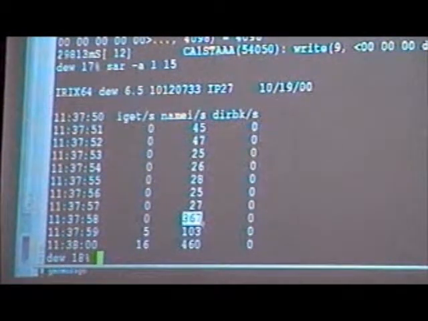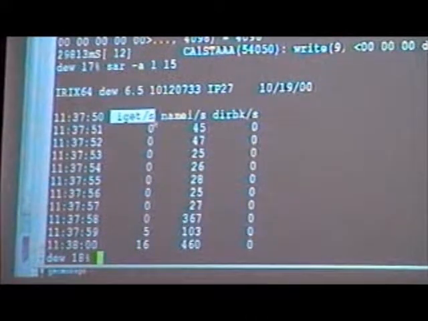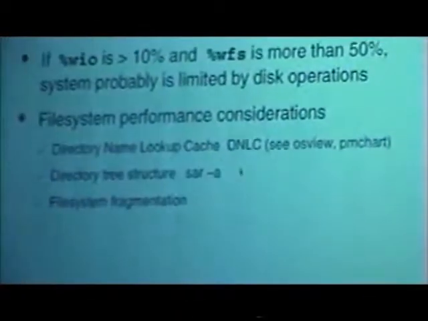If I can't find them in memory, I have to go to disk to get them. So an iget says I did not find it in the name cache, so I went to the disk area to find that particular inode information. So this directory name lookup cache, this DNLC, I can increase the size of it.